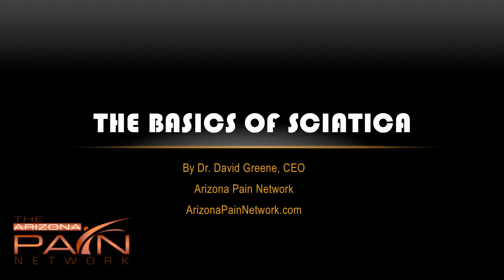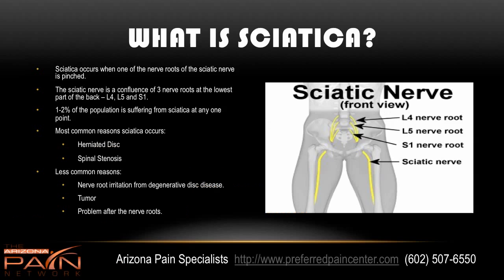For pain management. Today the topic is simply the basics of sciatica. What is sciatica? Sciatica occurs when one of the nerve roots of the sciatic nerve is pinched. Now you can see here, looking at the sciatic nerve from the front, that it's a conglomeration of three nerve roots, L4, L5, and S1. Those come off the spine, they come together, boom, you have the sciatic nerve.